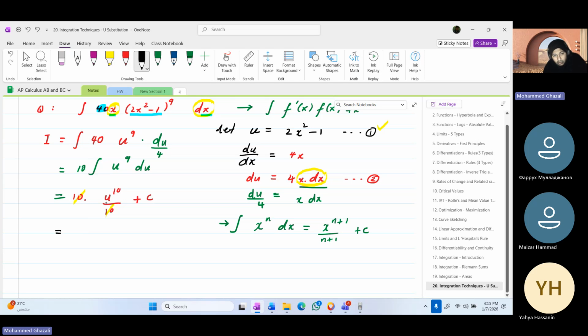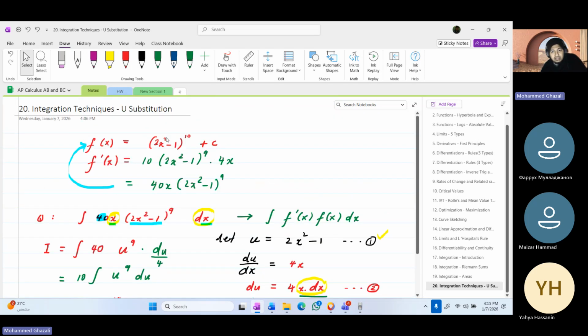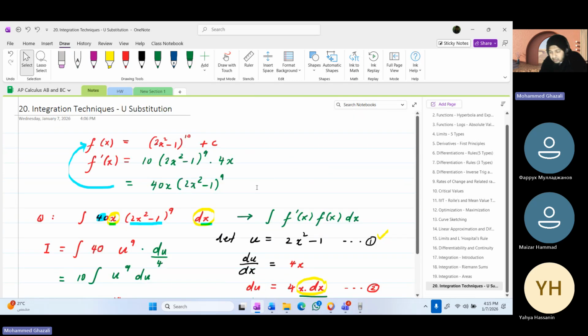What is u now? u is 2x squared minus 1, to the power 10 plus C. See, we came back to the original question. Are we good? Remember, that's what we started off with, and when I integrated this, I ended up with that. So what is u substitution? It is kind of reversing the chain rule, right? To differentiate, we're going to use the chain rule, and if you reverse the chain rule, you get u sub.